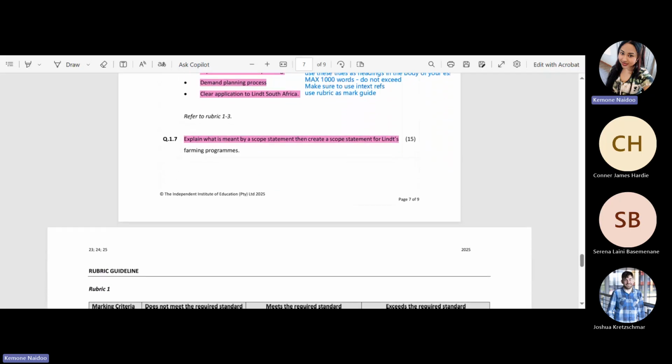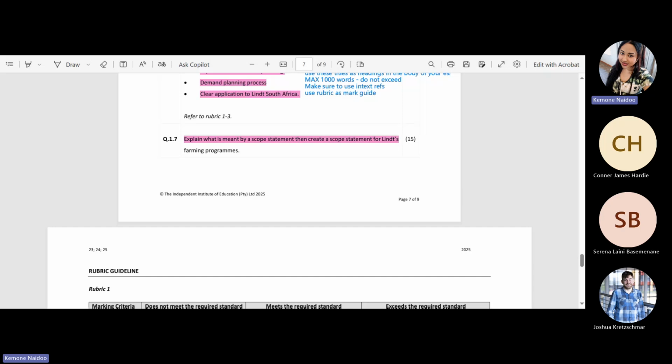Okay. And then the very last question. So here we are looking at explaining what is meant by a scope statement. This is coming from the project management section. If you guys remember project management and what it entails and what a scope statement is, all you are doing when it's asking you to explain is saying what is a scope statement. You can talk about its purpose, you can talk about its importance. So that is the first part.